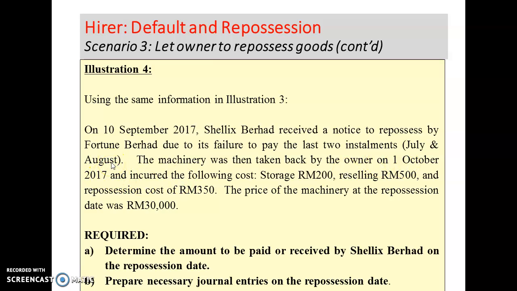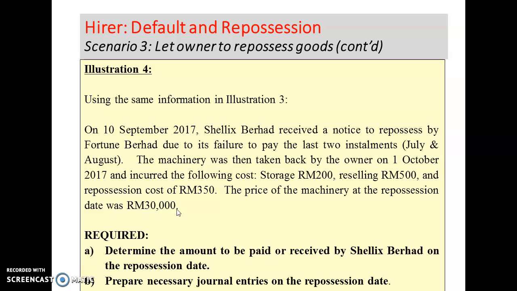In illustration 3 just now, the hirer chose to settle the contract. But in this situation, the hirer decided to let the owner take back or repossess the machinery. They give you the additional costs incurred for storage, reselling and repossession, and they also give you the price of the machinery at the repossession date of 30,000. This is the fair value of the goods that is repossessed.